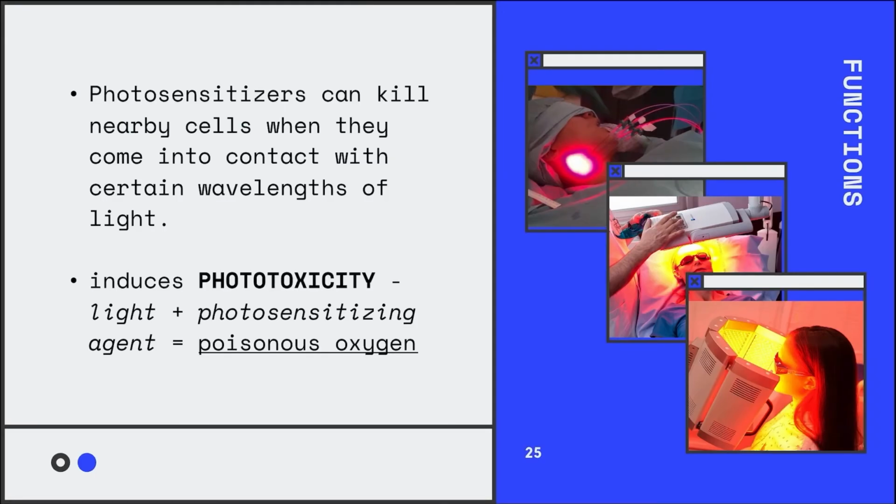Photosensitizers can kill nearby cells when they come into contact with certain wavelengths of light, usually from a laser. This is because the light causes the photosensitizer to create an oxygen that's toxic to cancer cells or other cells being targeted. This process of killing cells by using both light and medication to create oxygen that's poisonous to cells is called phototoxicity. Photosensitizing agents, when taken intravenously, may also destroy blood vessels that feed the cancer cells.